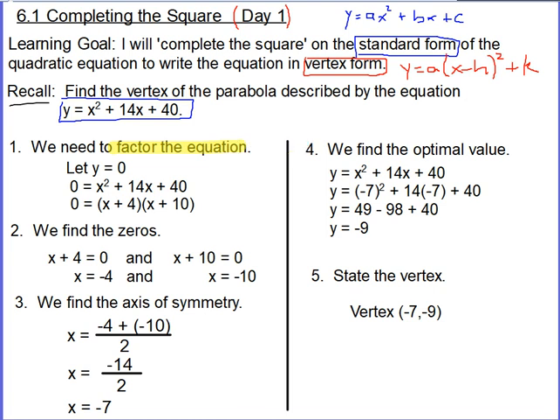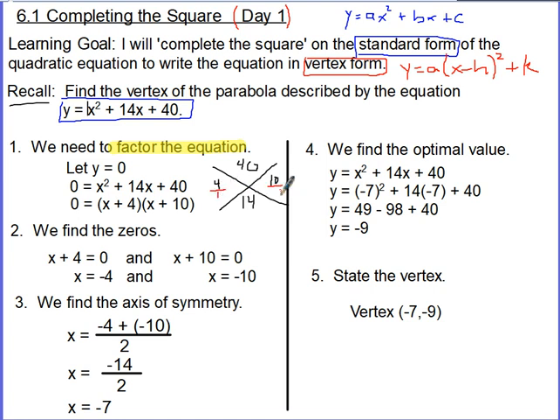So when we factor it, we're reaching into our big bag of tricks of factoring. We draw that magic X, and our A value is 1, our C value is 40, so 1 times 40 is 40, of course, and then 14. So we're looking for two numbers that multiply to 40 and add to 14. So I think those two numbers would be 4 and 10, right?